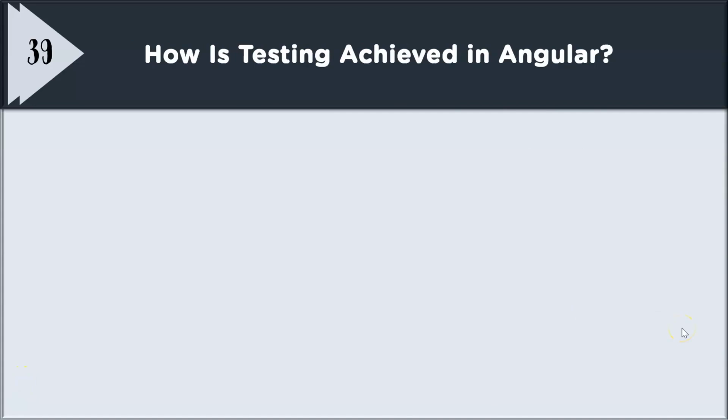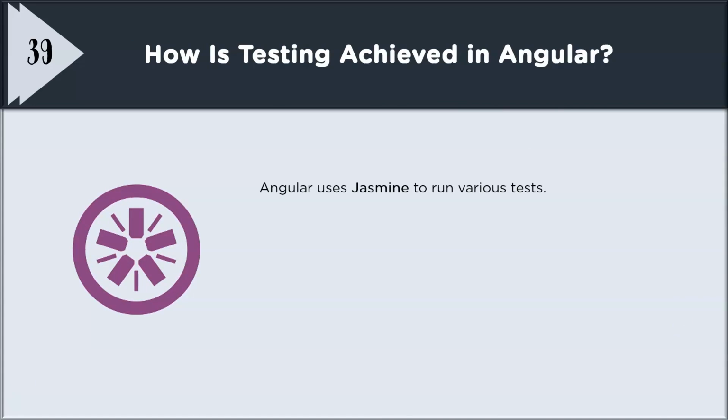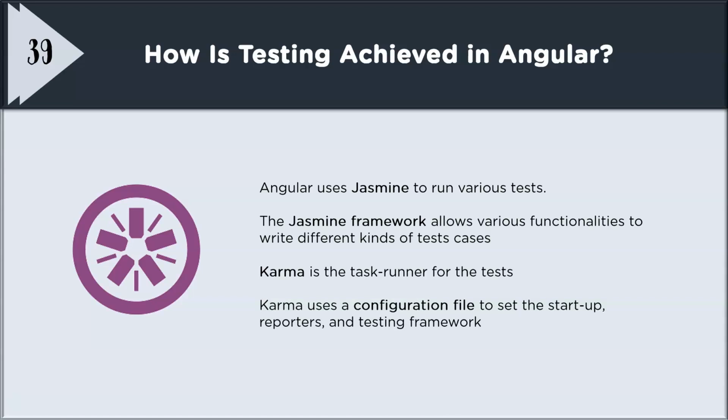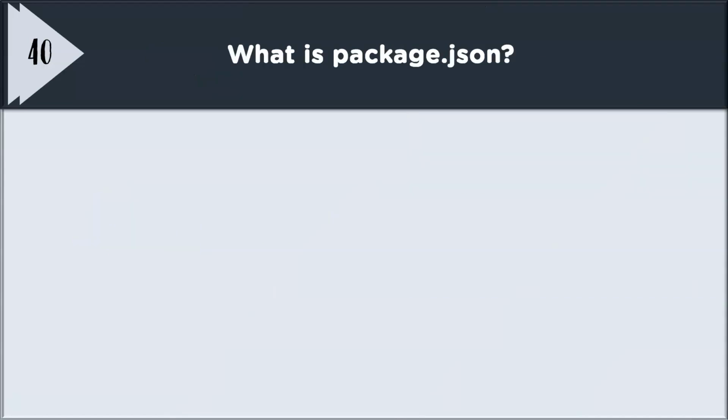Next up is how is testing achieved in Angular. Angular uses Jasmine to run various tests. The Jasmine framework allows various functionalities to write different kinds of test cases. The task runner for these tests is typically Karma, and Karma uses a configuration file to set the startup, reporters, and the testing framework.